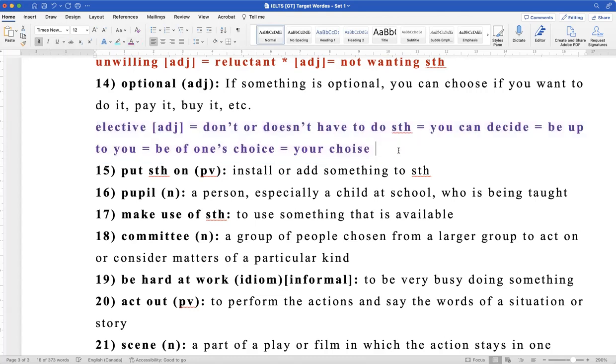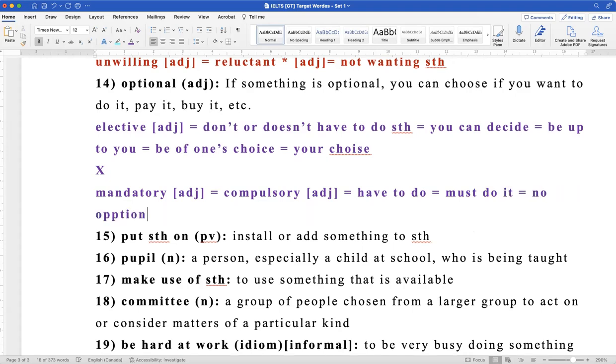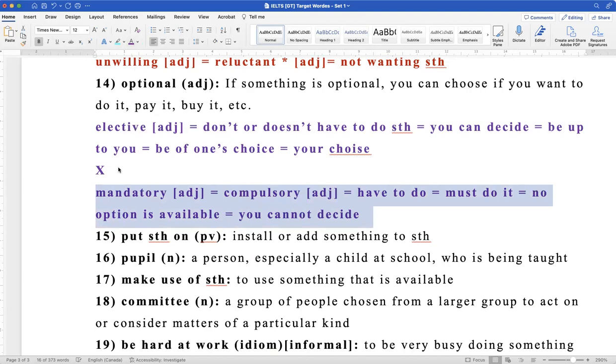And again, what can be some opposites? If something is not optional, it is mandatory. Or it is compulsory. You have to do it. You must do it. No option is available. You cannot decide. So these can be some opposites. Antonyms.